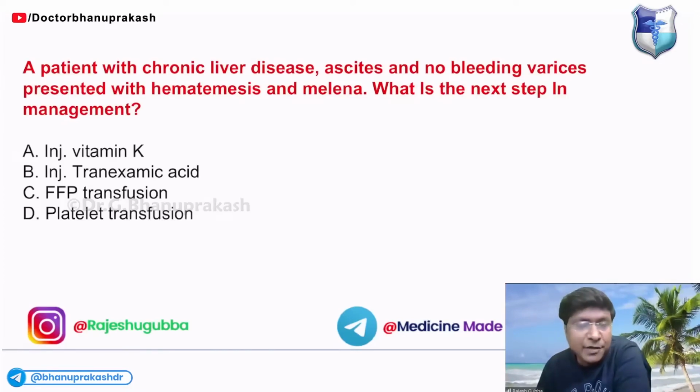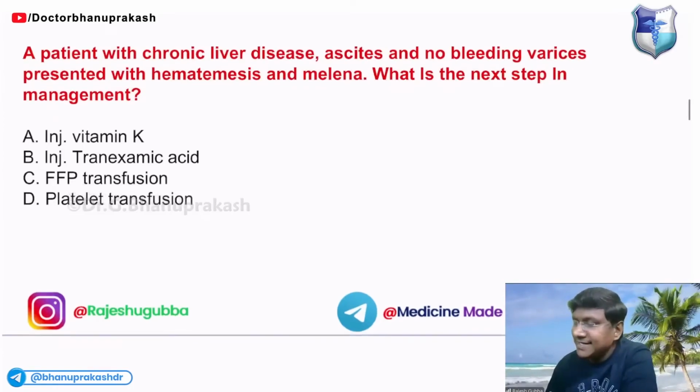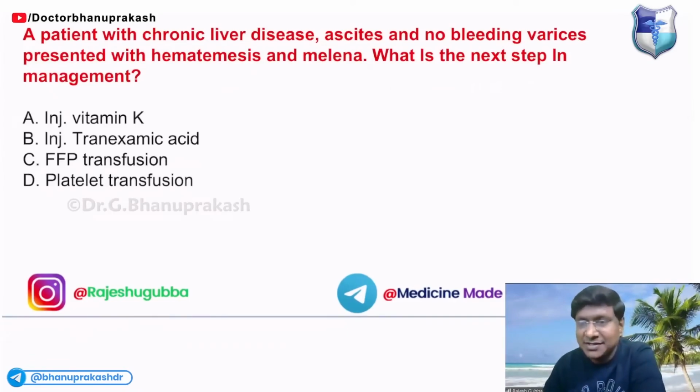Yes, for spontaneous bacterial peritonitis, we give prophylactic antibiotic, and that prophylactic antibiotic is quinolones. We give either norfloxacin or ciprofloxacin as the prophylaxis. Okay, right. Now, next question.